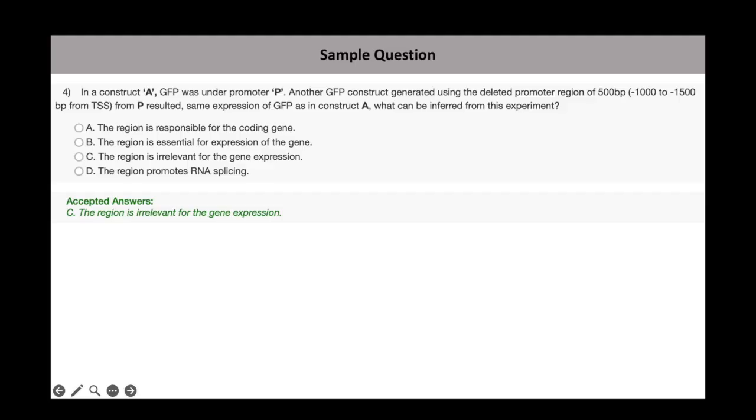And D is that the region promotes RNA splicing. It has nothing to do with RNA splicing. The promoter regions have nothing to do with RNA splicing. So that is why in this case, option C is correct.